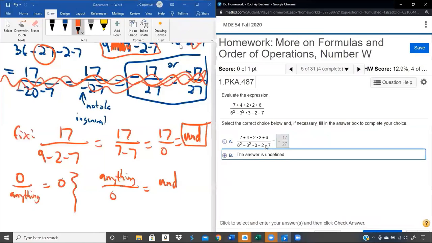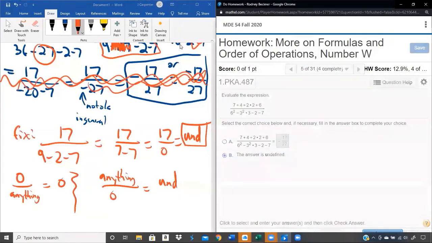So let's see if we can get this right now. Now, when I switch it to B, that answer is grayed out. Hopefully that doesn't affect it. Shouldn't. And there we go. Now we got it right. Sorry about that mistake.